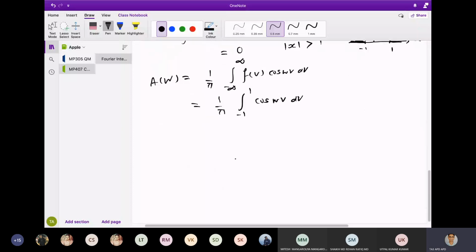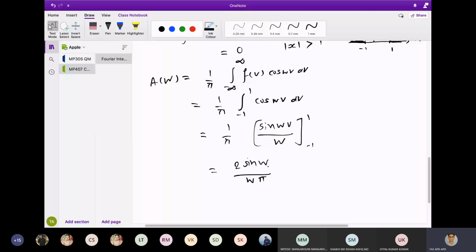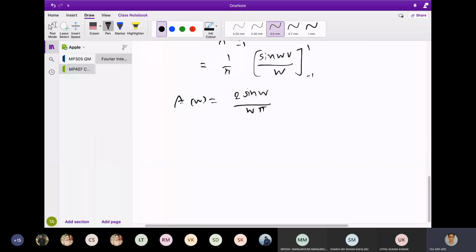Okay. And if you work out this integral, this is going to be equal to 1 over pi times sine wv over w, with integration with respect to v from minus 1 to 1. So this is going to be equal to 2 times sine w upon pi into w, or w into pi. Okay, so that is your coefficient A.